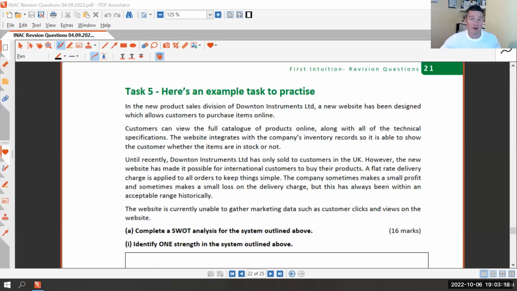So as I mentioned, we are going to look at task 5. Hopefully you can see that all right. It's a written question. It's 16 marks, and you get 1.5 minutes per mark, so it should take us about 24 minutes or so, unless we get sidetracked.